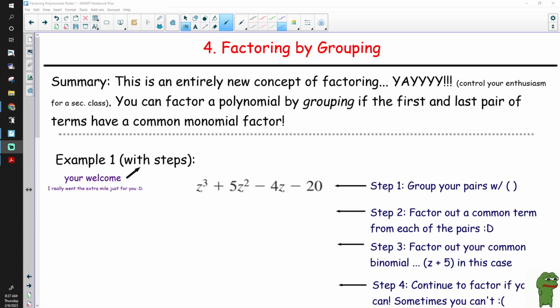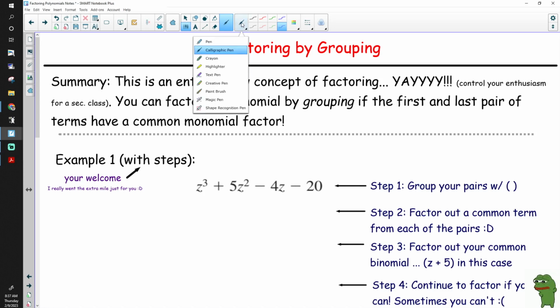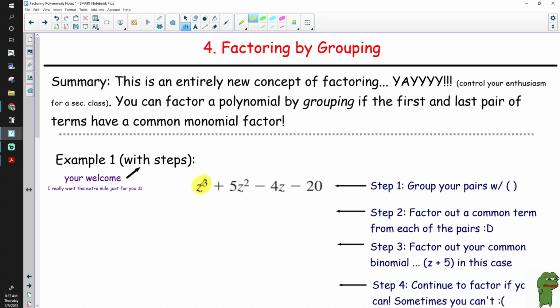Factoring by grouping. Factoring by grouping is kind of like the X method, but it's the method we use for most 4 terms. Whenever you have a polynomial with 1, 2, 3, 4 terms, you usually are going to want to try and factor by grouping.